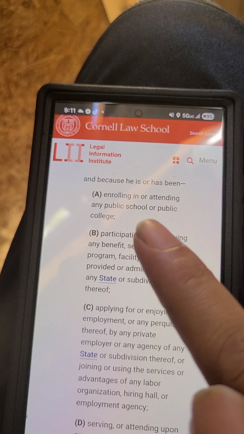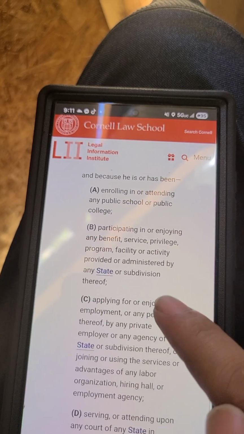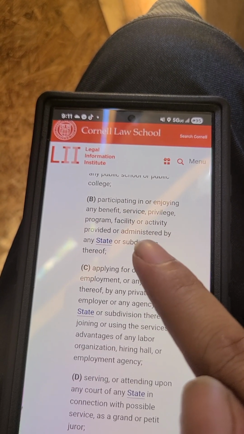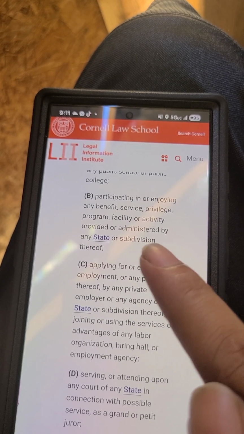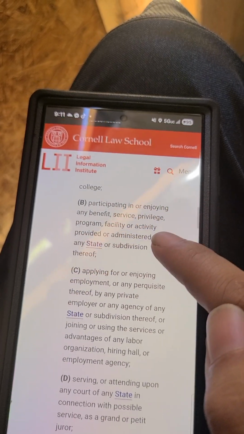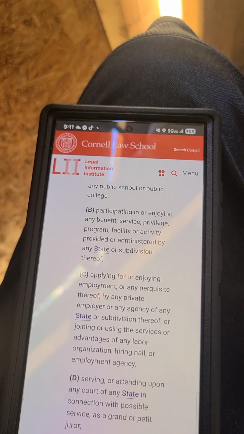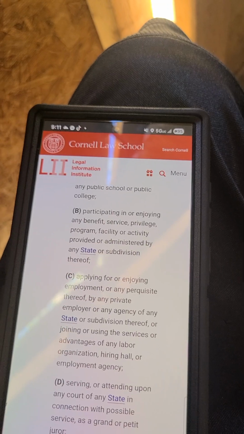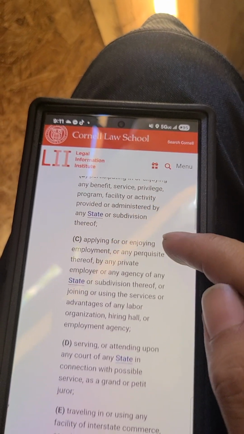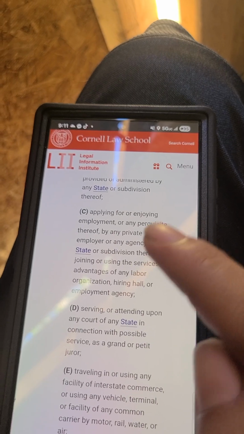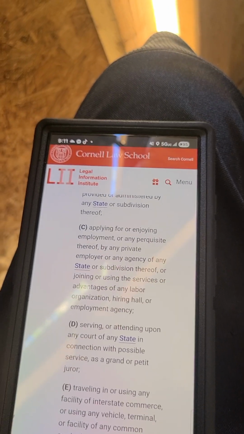Enrolling in or attending any public school or public college, doesn't apply to us here. Participating in or enjoying any benefit, service, privilege, program, facility, or activity provided or administered by any state or subdivision thereof. Again, this applies in this instance right here because we are supporting your business here within the state of Idaho or Montana, or, right? So again, this does apply. Applying for or enjoying employment, right? So this does apply to me partially because I applied to the same company.